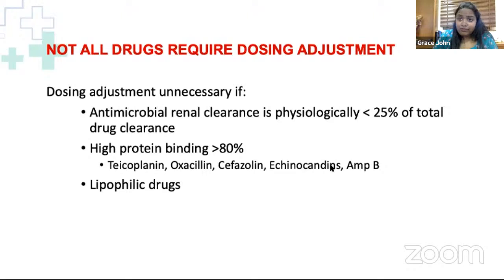And again, protein binding. If you have a drug that is more than 80% protein bound, that also sometimes needs to be considered very carefully. And again, lipophilic drugs, because when it comes to RRT, most of the patients are on fluid overload. So for a lipophilic drug, the volume of distribution is on the lower side, and therefore you might not need to dose it aggressively. One good example that I can easily give you is linezolid. Linezolid doesn't have a renally adjusted dosing for kidney disease, because it is a lipophilic drug.